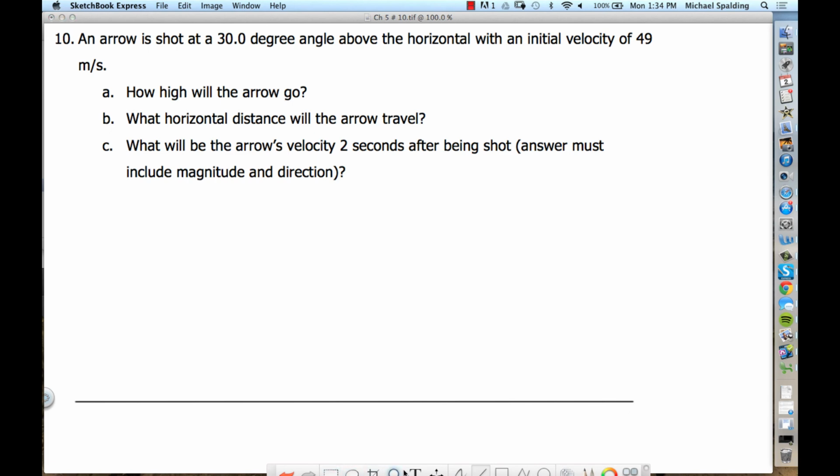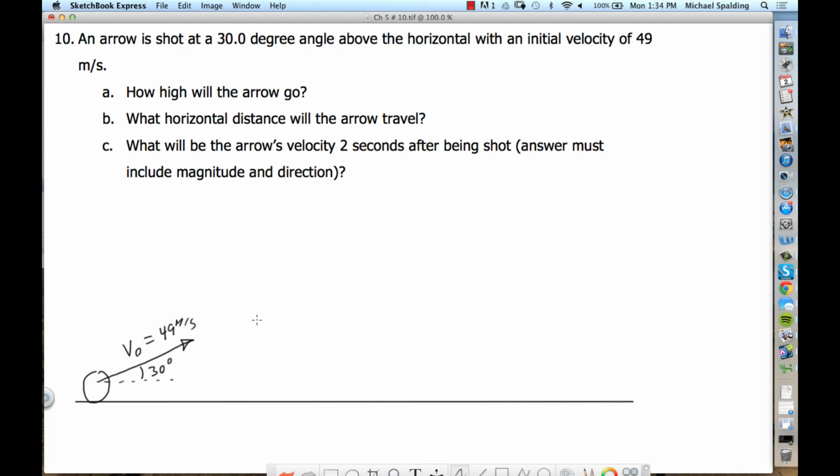So we got a soccer ball. We'll just switch the arrow to a ball. Same basic thing. So the velocity is like this. V initial is 49 meters per second. This angle right here is 30 degrees.